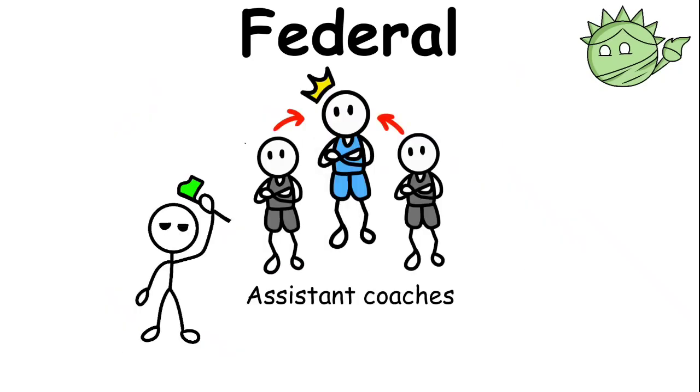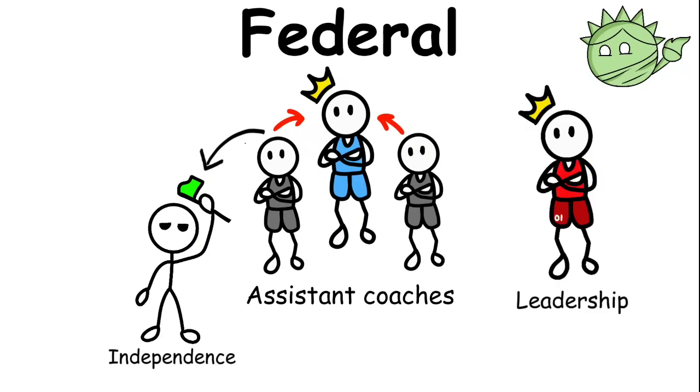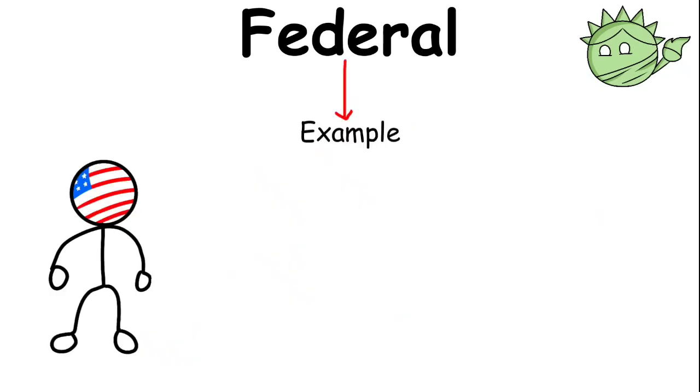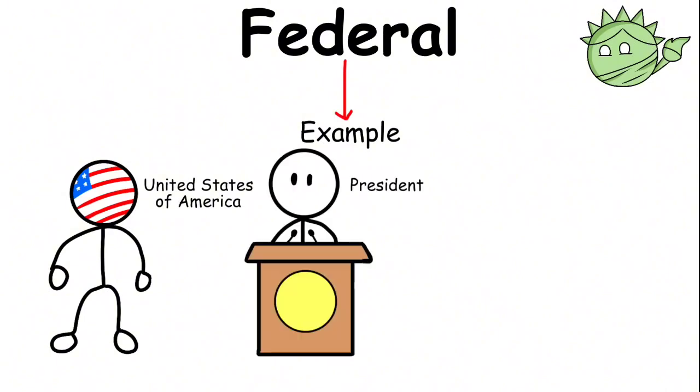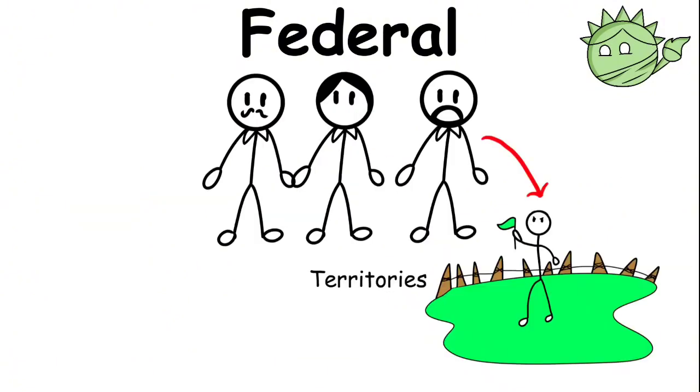The assistant coaches have a sense of independence in their roles, but they are still under the overall leadership of the head coach. The most common example of a federal government is the United States of America, which is under the leadership of a president, but has different states' senators that manage their territories and constituents.